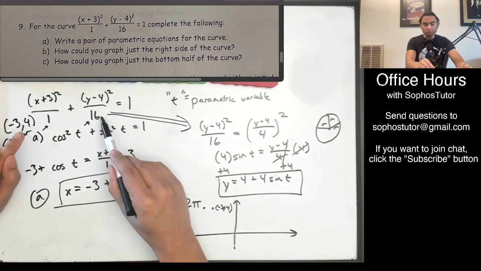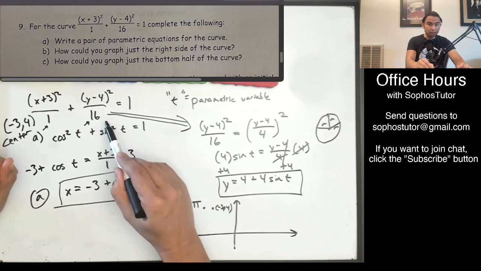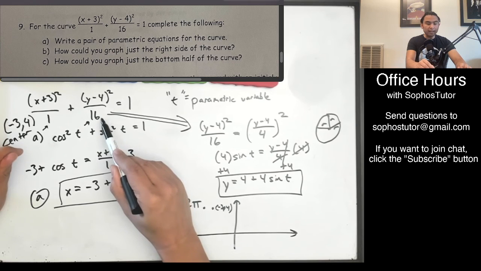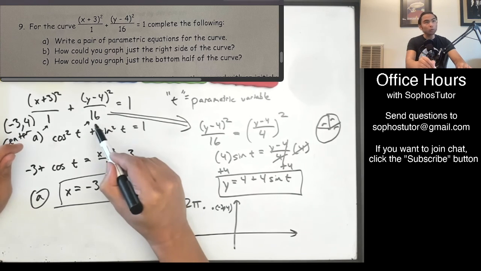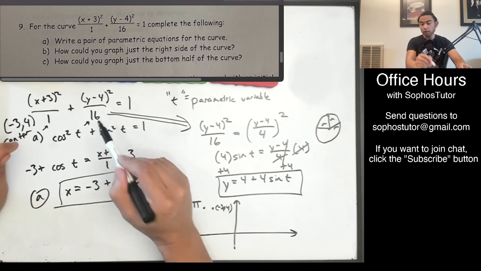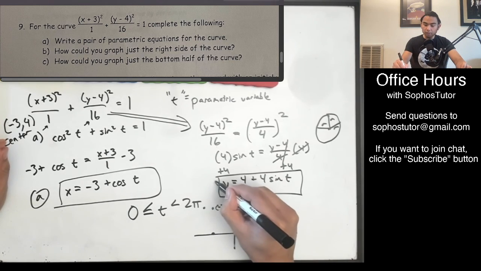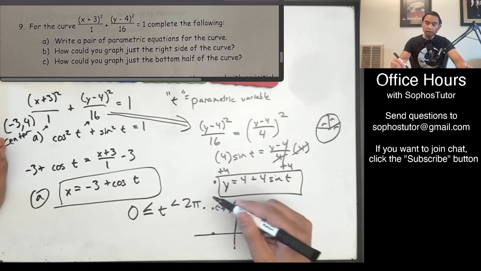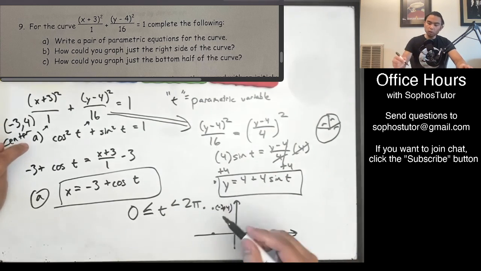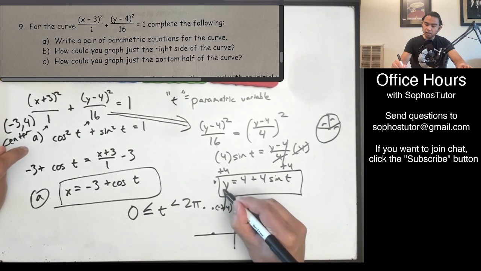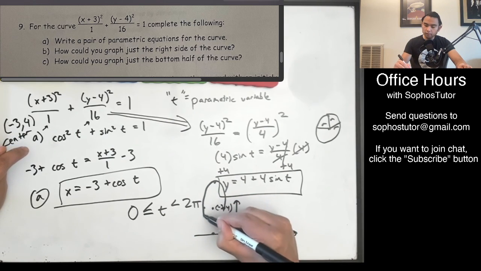Now in the y direction, we see that the number in the denominator is 16. Remember, this is the square of the semi-axis. So that means the semi-axis in the y direction is actually the square root of 16. Square root of 16 is 4. So we need to actually travel a distance of 4 going both up and down. So if I travel 4 units down, I'm going to hit -3, 0. And if I go 4 units up, I'll hit -3, 8. And so this parametric equation is going to follow the path of this ellipse here.